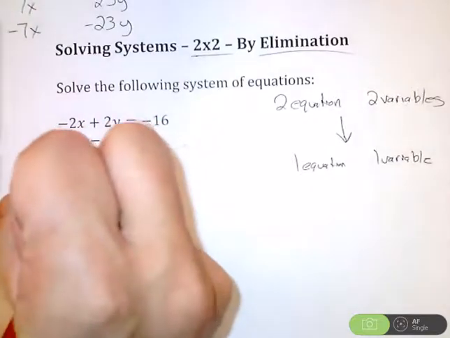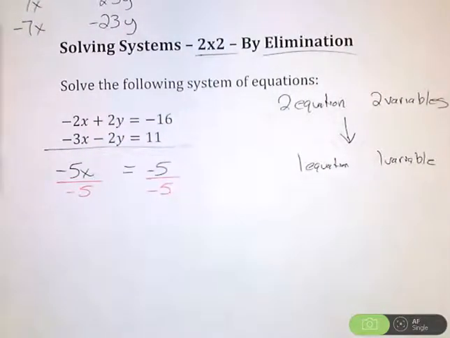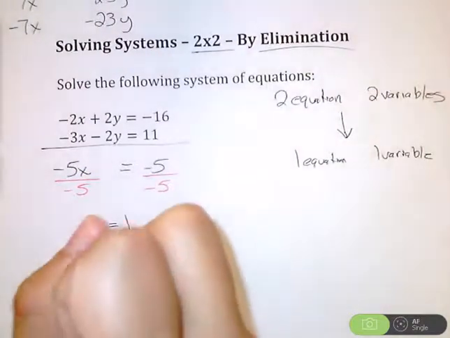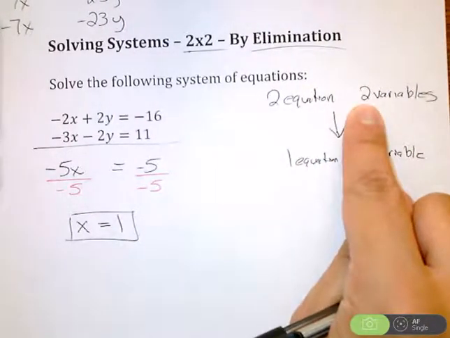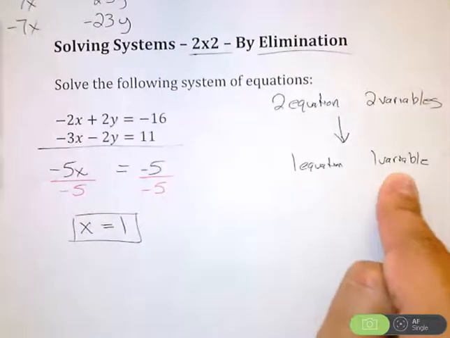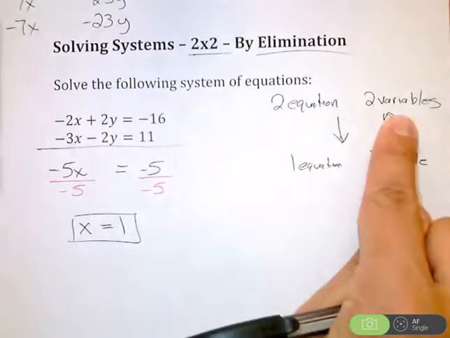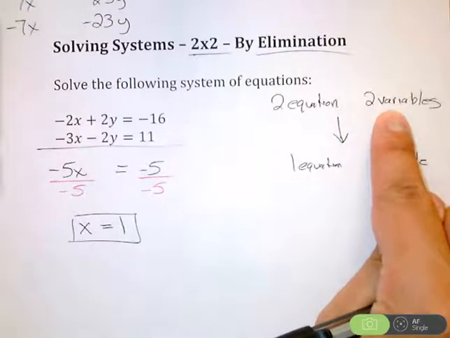Now we can solve this for x pretty simply. You're going to divide by negative 5 here, divide by negative 5 there. And when I do that, I get x equals 1. So what I've done is I've unlocked some of this here. I figured out one of my two variables. Once I got one equation, one variable, I'm going to head back up to the two equations, two variables. Since I have one of the variables, I just need to find the other.